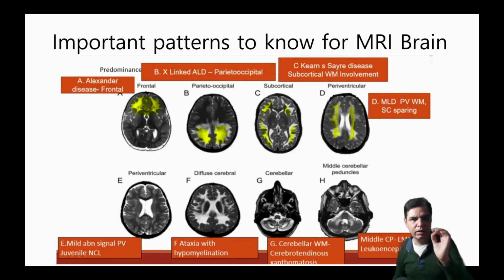So just remember, frontal involvement predominantly is Alexander, parieto-occipital is mostly for X-linked adrenoleukodystrophies. Sometimes it can also occur in Krabbe's disease as well. It's not written over here, but let me write Krabbe's disease can also have parieto-occipital involvement. Subcortical involvement, Kearns-Sayre disease, and periventricular involvement is metachromatic leukodystrophy. So just remember these four things, and these cover most of the things. I hope you have understood that. Moving on.